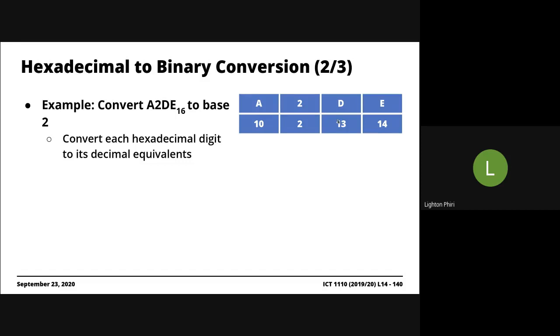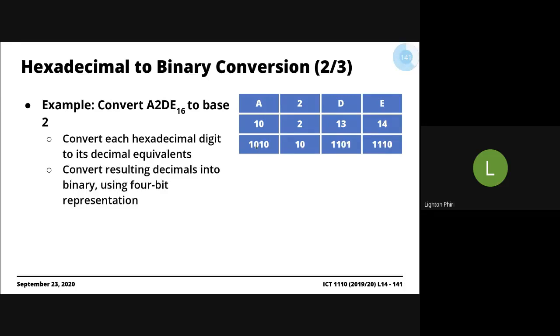Converting them to binary is easy. You repeatedly divide each one of these decimal symbols by 2, until you converge to a stage where the result is 0. And then you lay out the bits one after the other. So if we repeatedly divide 10 by 2, we get 1, 0, 1, 0. We repeatedly divide 2 by 2, we get 1, 0. We repeatedly divide 13 by 2, we get 1, 1, 0, 1. We repeatedly divide 14 by 2, we get 1, 1, 1, 0.